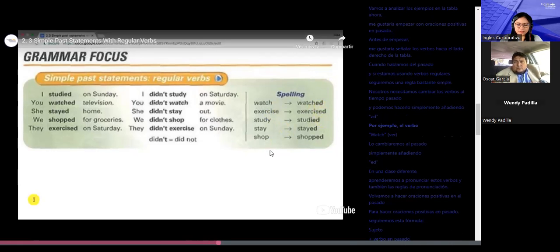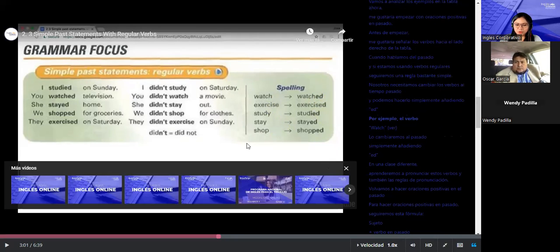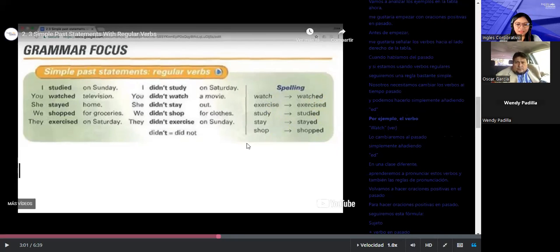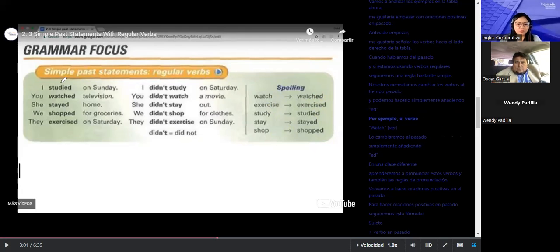Okay, let me stop here. If you see, it's quite the same information. What is he explaining? ¿Qué estaba explicando? If we want to have simple past statements, we are going to change the base form of the verb to the simple past form just by adding ed. ¿Se acuerdan que hicimos este ejercicio? Agregarle ed at the end of the verbs, okay? Aquí pueden ver entonces, we have negative statements as well.